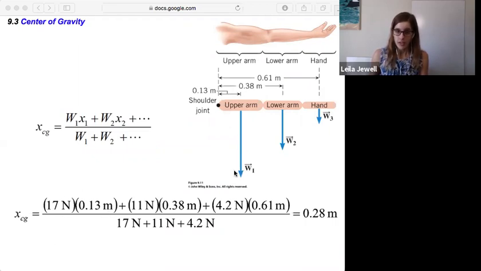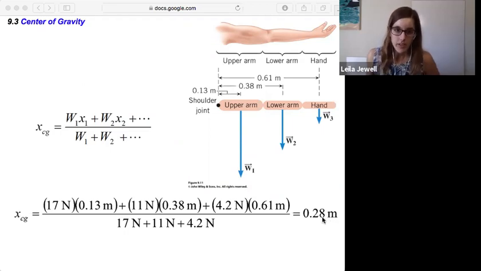The upper arm has the largest weight because it's the most massive, but the smallest distance. The lower arm has a smaller weight, but a greater distance. The hand has the least amount of weight, very lightweight, but it is the furthest out, so it contributes a fair amount in that regard. And then divide by the total weight, and we find the center of gravity is 0.28 meters.